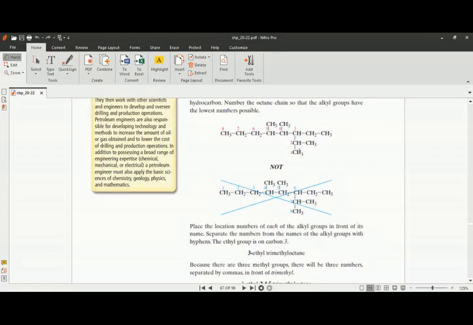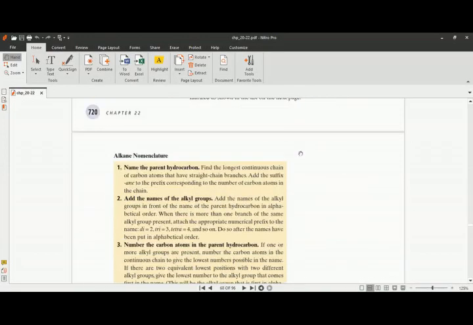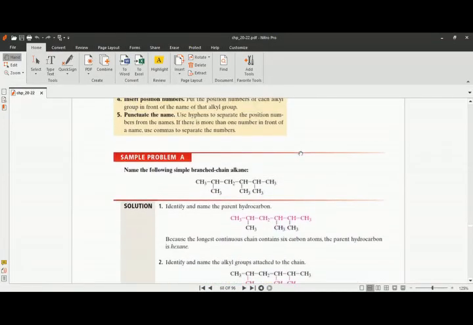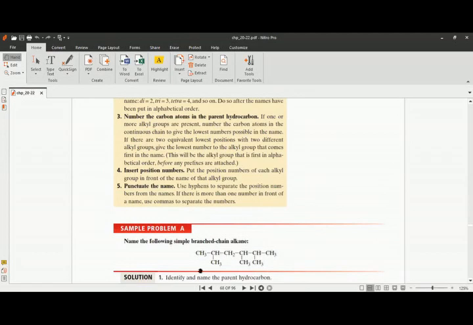Okay, another example. Here we have CH3, CH, CH3, CH2, CH, CH3, CH, CH3, CH3. How can I name this alkane?